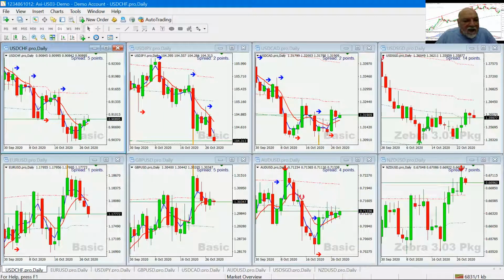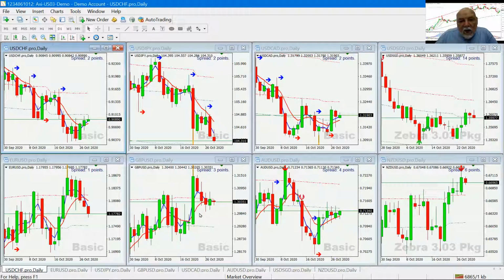The US is down. Why is the US down? Because the euro is showing up. Remember, charts reflect the base currency. So if the euro is rising here, that means overall that the dollar is down. So you can see that the dollar is basically showing some weakness, and that's probably getting into the election next week.